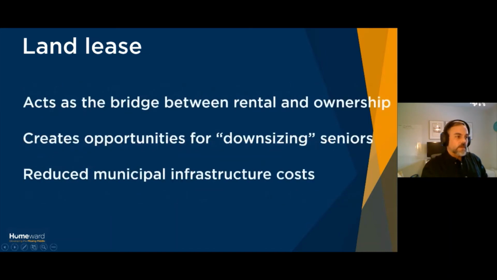It also acts as the bridge between rental and ownership and creates opportunities, particularly for downsizing seniors, which has been the predominant use of land lease within the Canadian homeownership market. That is changing now, again, because of the housing crisis we see in Ontario. There's more and more interest from first-time homebuyers as well.